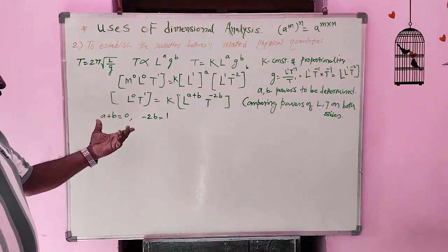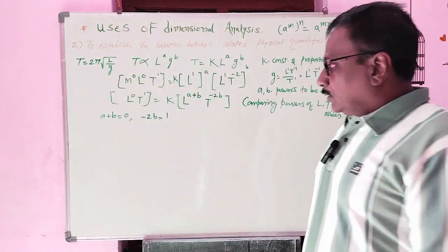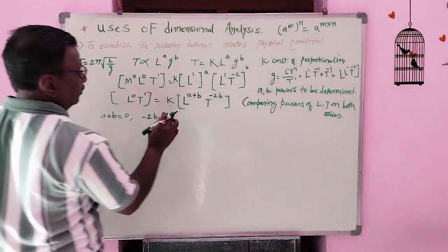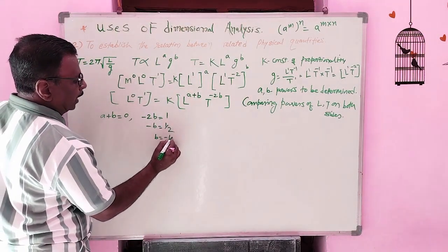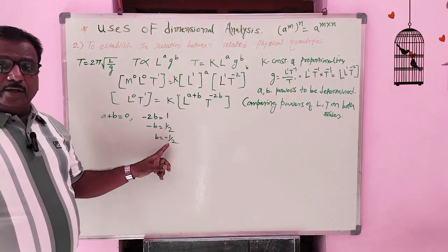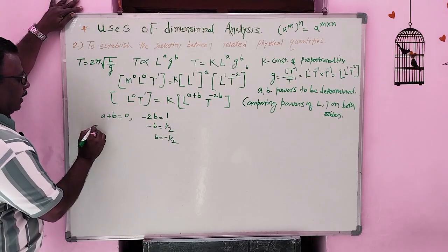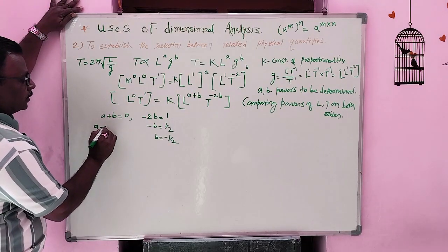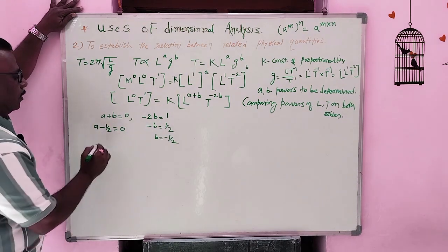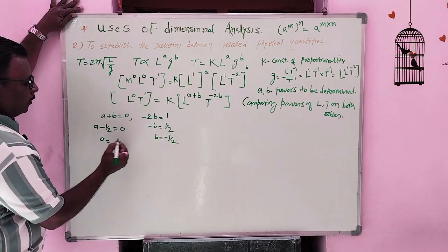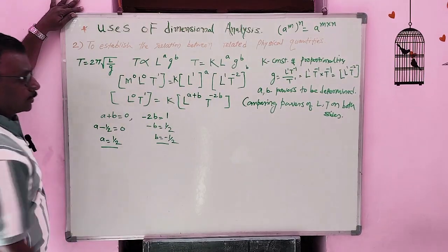Now from these equations we find the values of a and b. We get minus 2b equal to 1, that means minus b equal to 1 by 2, or b equal to minus half. Substitute the value of b in this equation, we get a minus half is equal to 0, or a equal to half, since the minus becomes plus on the right-hand side. So a equal to half, b equal to minus half.